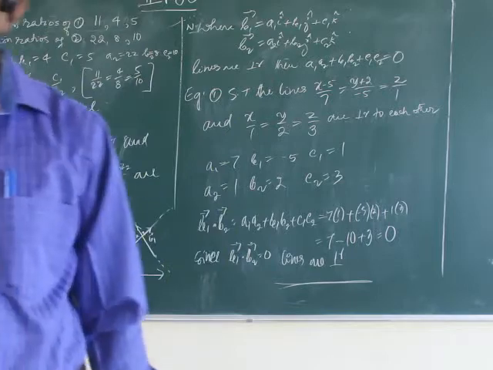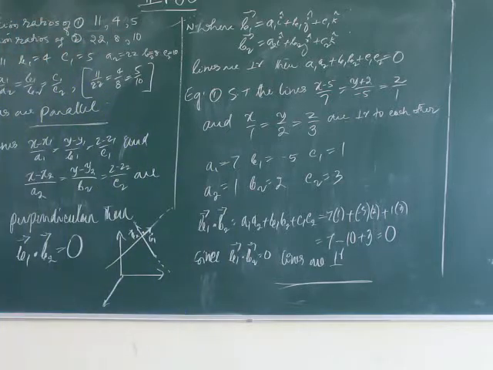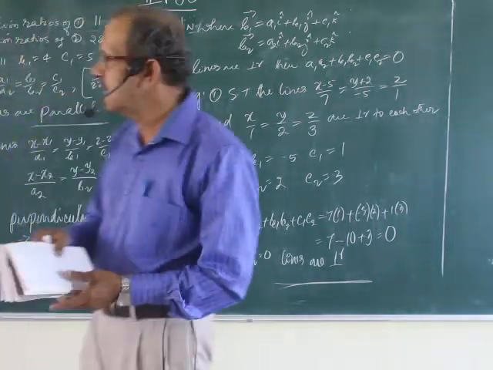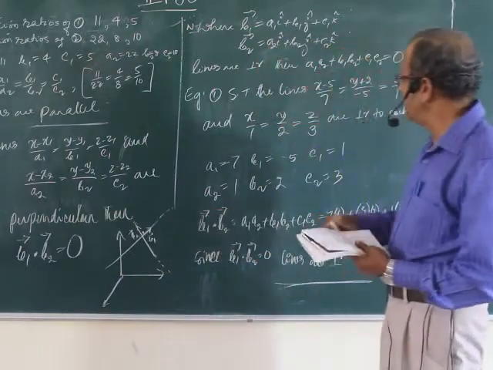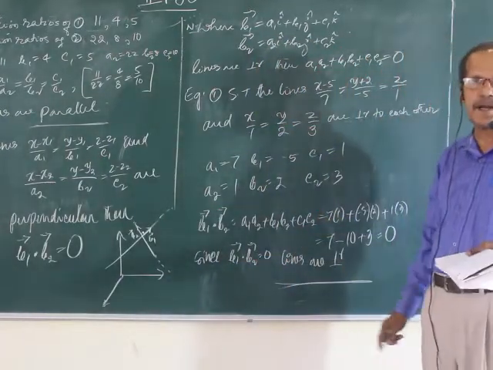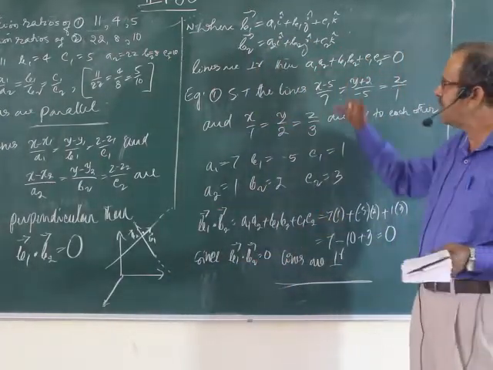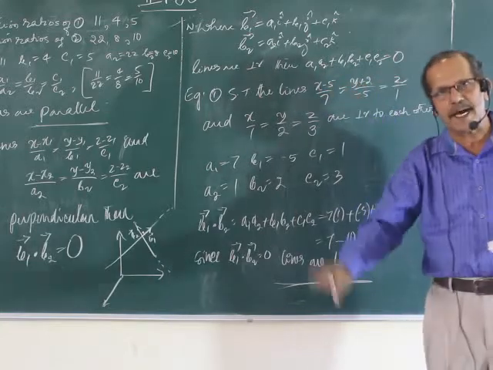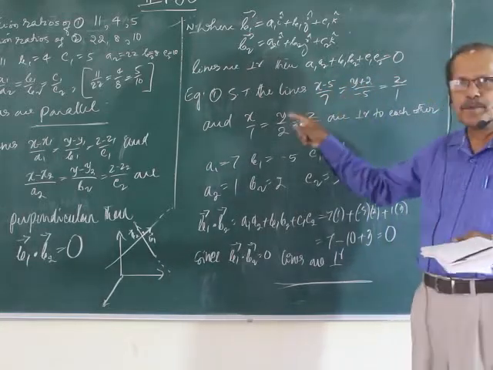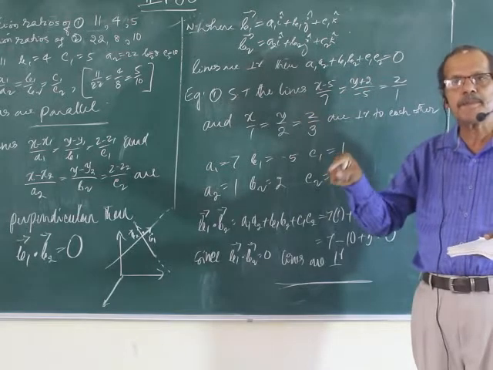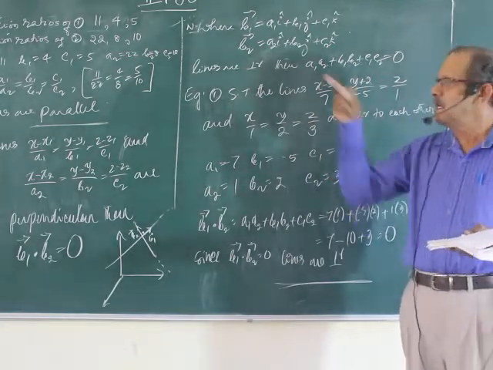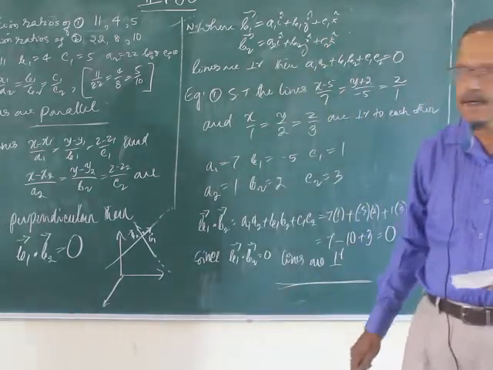Since you know the vector topic, the same thing we have to use here, because the vector form of the line means there exist vectors B1 and B2. If the vectors are parallel, the lines are also parallel. If the dot product of the vectors is 0, that means the vectors are perpendicular, so the lines are also perpendicular.